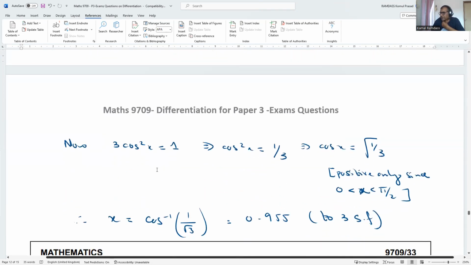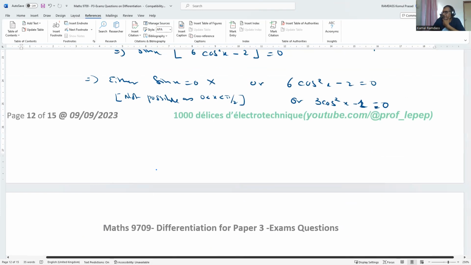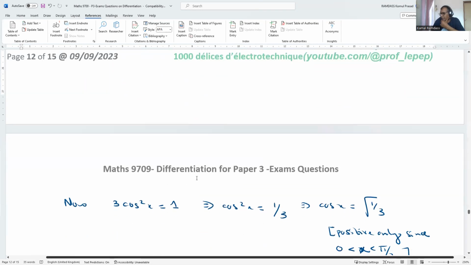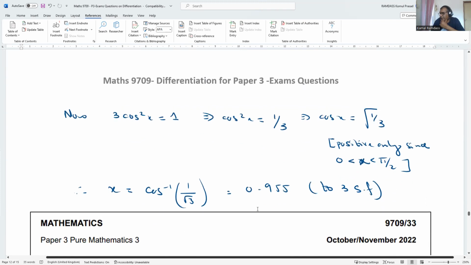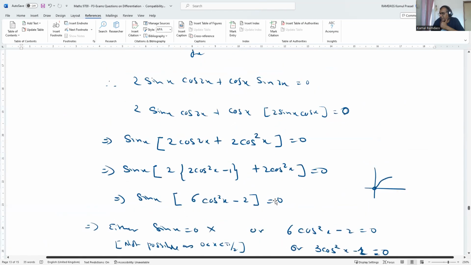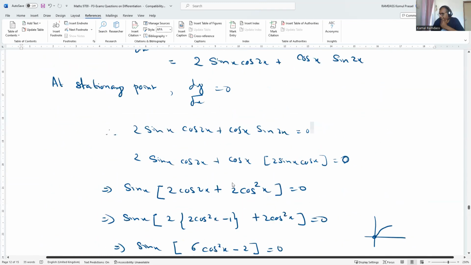OK? Et cos de x, c'est root de 1 third. Et on prend positive value only parce que first quadrant. X greater than 0, less than pi by 2. Cos de x positive only since x greater than 0, less than pi by 2. OK? Et finally, x equal to cos inverse de 1 third, which is equal to 0.955 to 3 significant figures. Et bien sûr, 0.955 radians, hein?